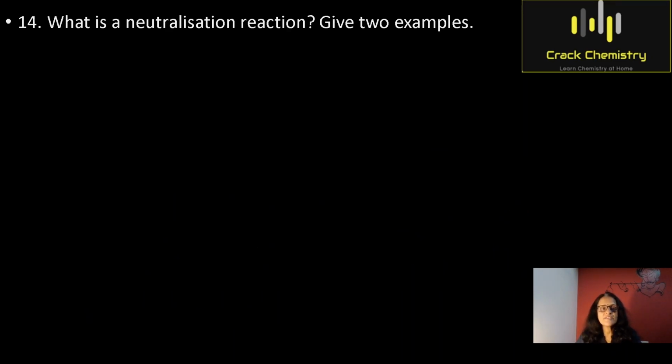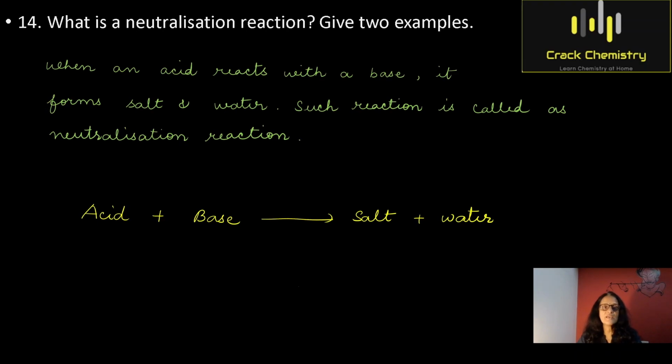I'm going to start a discussion with NCERT problem number 14. Problem number 14 is that what is a neutralization reaction? Give two examples. Students, when acid and base react together, the products formed are salt and water. Such a reaction between an acid and base is called as a neutralization reaction. So you can see here when an acid and a base react together, the products formed are salt and water. Such a reaction is called as neutralization reaction.